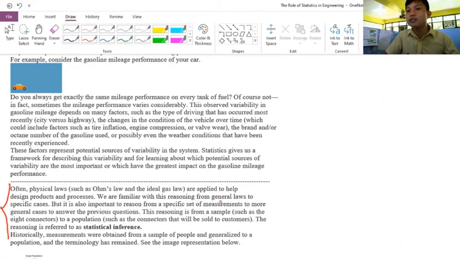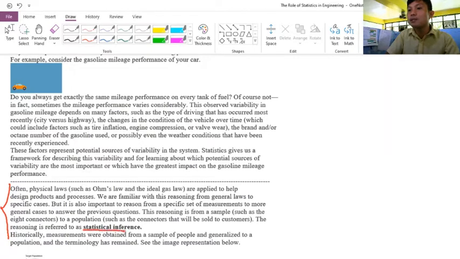So, often, physical laws such as Ohm's law and ideal gas law are applied to help design products and processes. Kasi may formula na tayo. But we are familiar with reasoning from general laws to specific cases. But it's also important to reason from a specific set of measurements to more general cases to answer the previous questions. And this reasoning is from a sample, yung kanina, to a population. So, the reasoning is referred to as statistical inference.